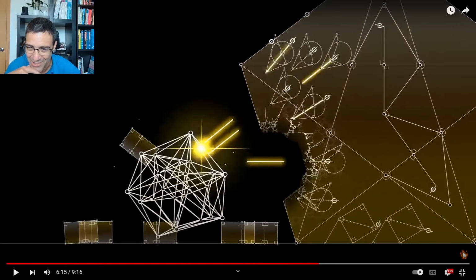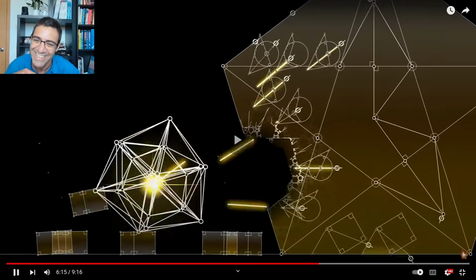Dumping golden rectangles on him. He doesn't like it though. The golden stuff seems to hit him a little bit.